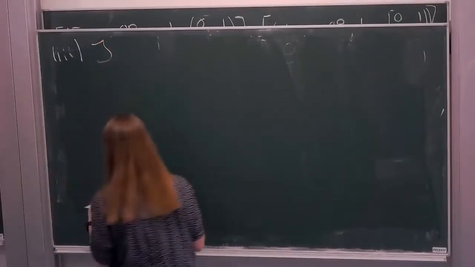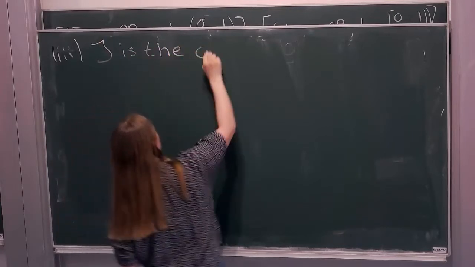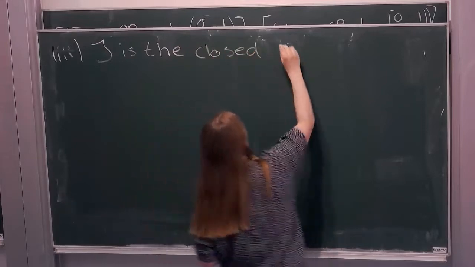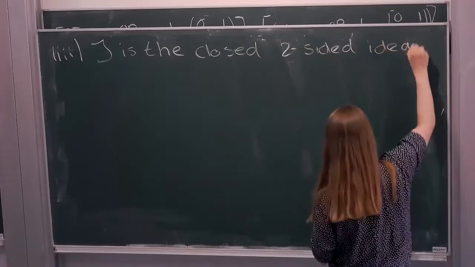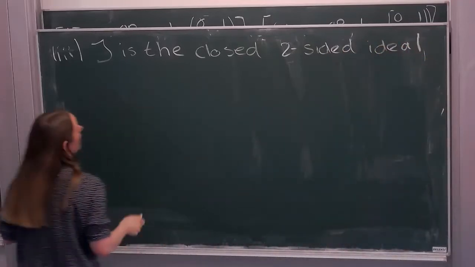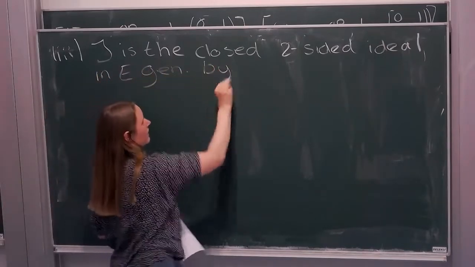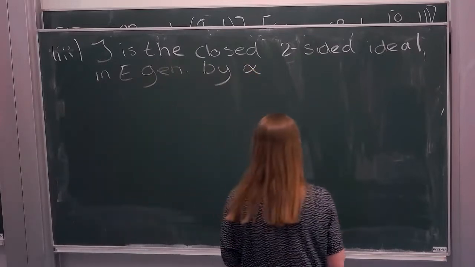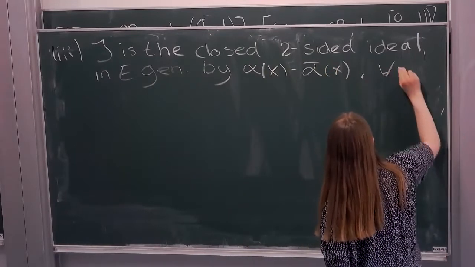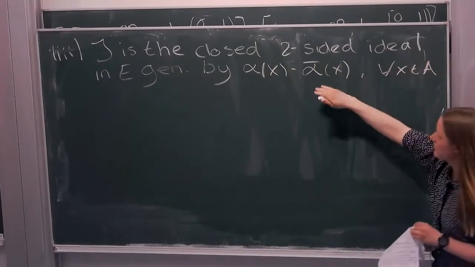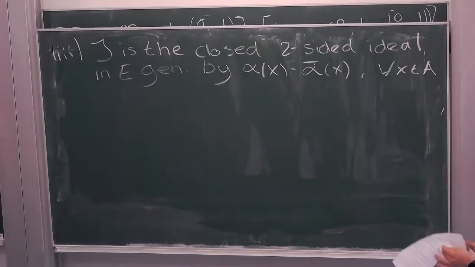So J, this ideal J, is the closed two-sided ideal inside E, generated by alpha of x minus alpha bar of x for all x in A. So we know that this is assumed to be inside J, but it should actually be generated by these elements.